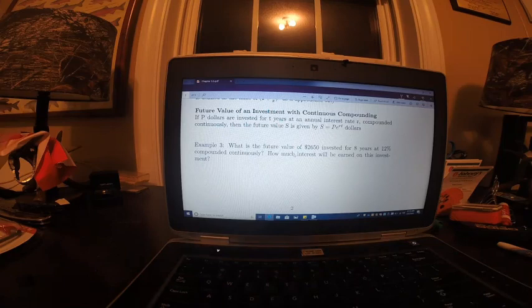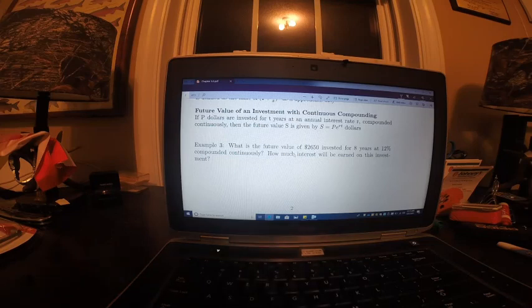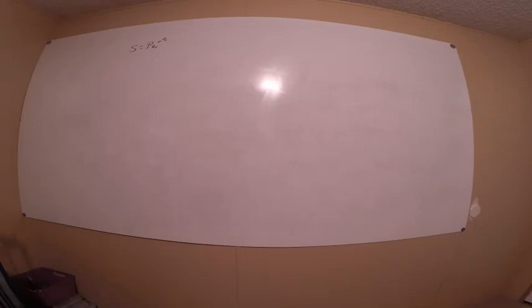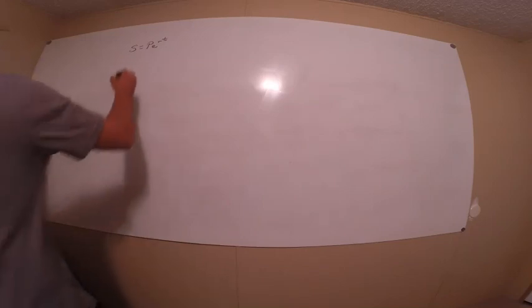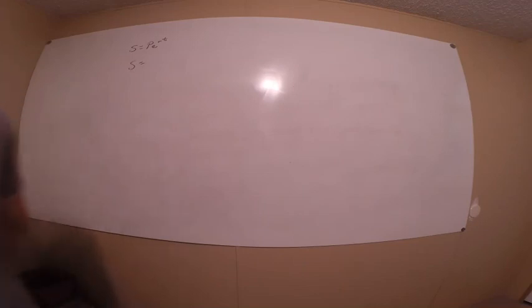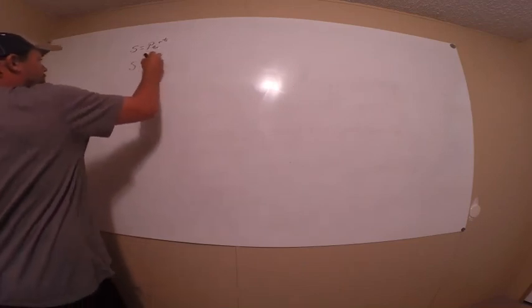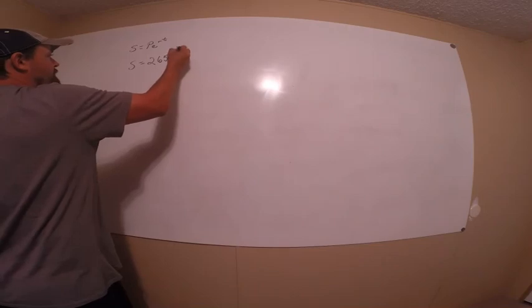So in example 3, it says, what is the future value of $2,650 invested for 8 years at 12% compounded continuously? How much interest will be earned on this investment? So let's take this to the board real quick so I can show you face to face, and we will figure out the answer on the calculator after that. Our PERT equation, S equals P e to the rt, where our future value, we don't know, that's what we're looking for, so that's our S. Our initial value here is 2,650. That's what we'll put in for our P.